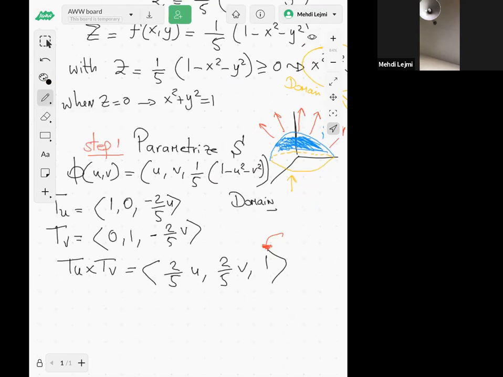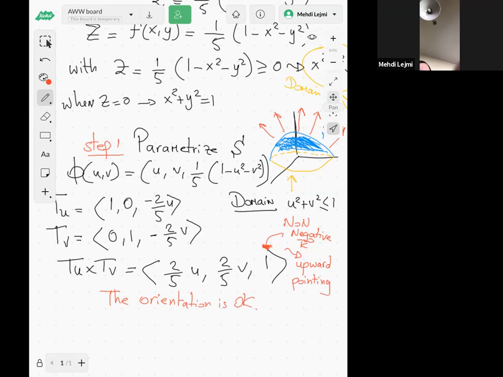So x squared plus y squared less than 1. So then u squared plus v squared less than or equal to 1. For example, you can take the point u equals 1, v equals 0. So then your normal is going to be upward pointing. Just to say the orientation here is correct: this vector has a non-negative k component, so it's an upward pointing normal. Okay, so the orientation is okay.